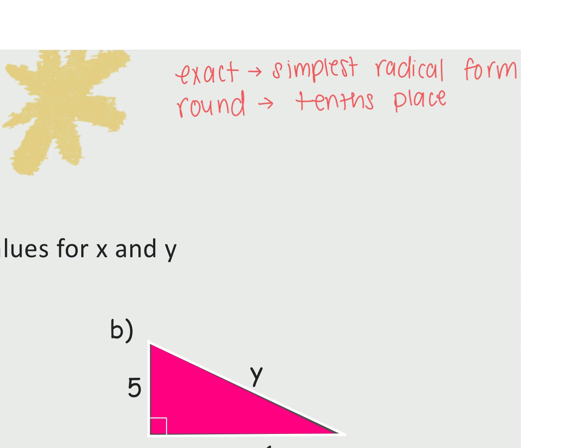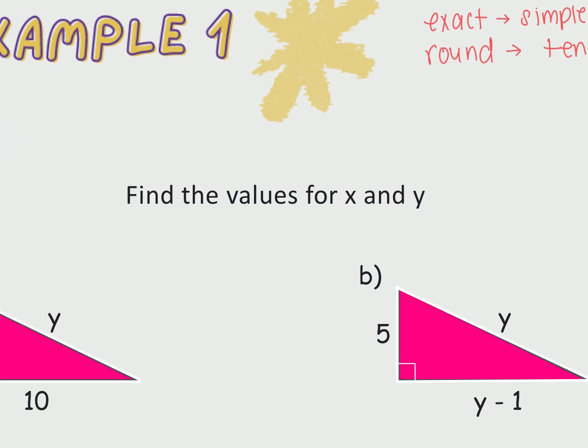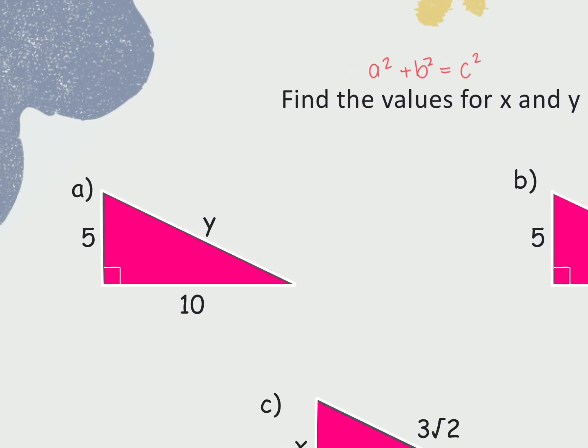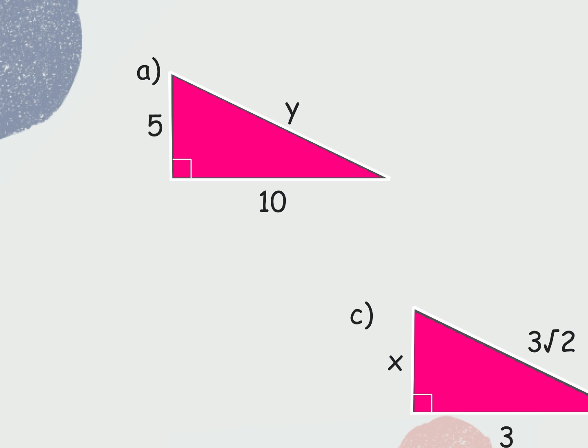Okay, so please understand that you will have to simplify on your test and quiz. So your calculators cannot simplify it for you. You have to do that by yourself. So please make sure you remember how to simplify. All right, they want us to find the values of x and y. Okay, so these are right triangles, so I am using my Pythagorean theorem, a squared plus b squared equals c squared. So let's go ahead and look at a first.